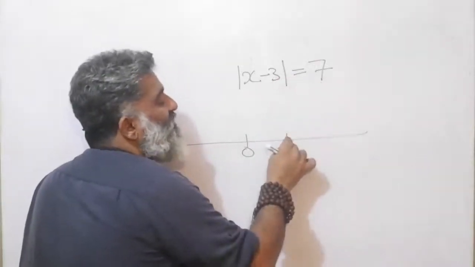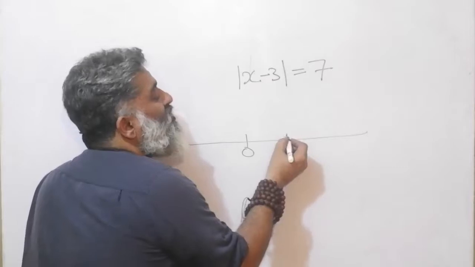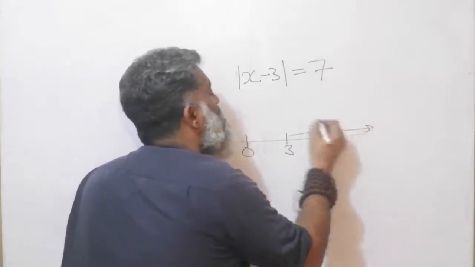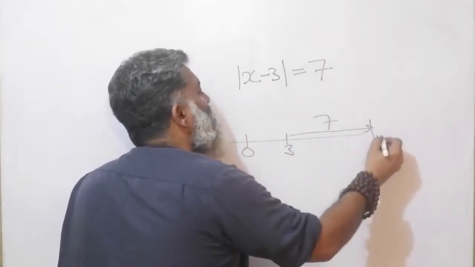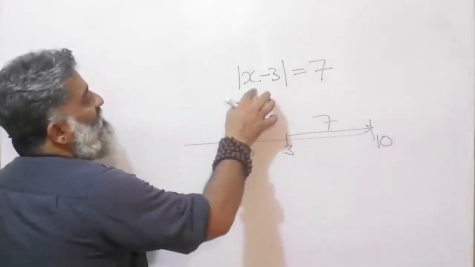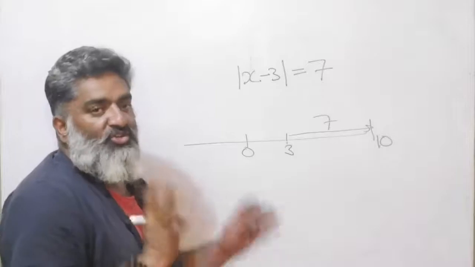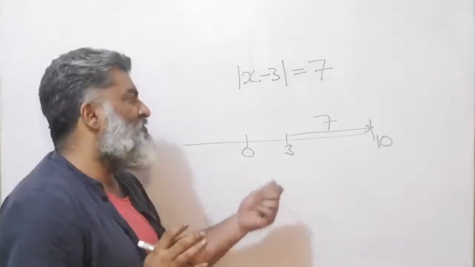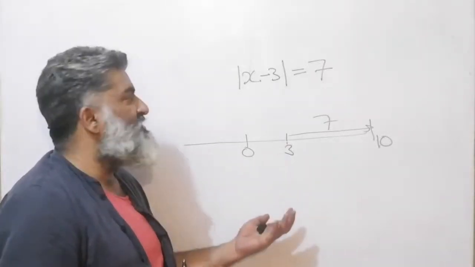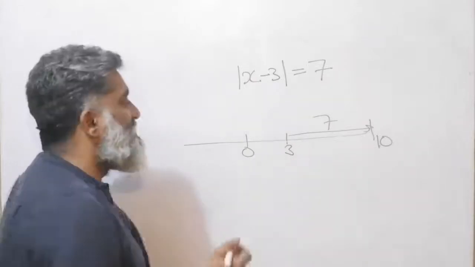That means the distance from 3 is 7 units. So from 3 you go 7 units. Where will you reach? You will reach 10. Try 10 in the story. 10 minus 3 equal to 7. Right? So the distance theory works, and it looks very reasonably easy as well. As of now, the idea would be very easy, right?